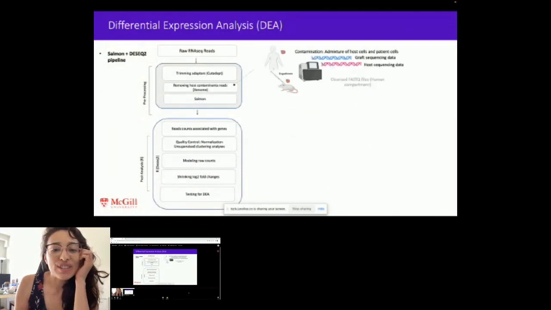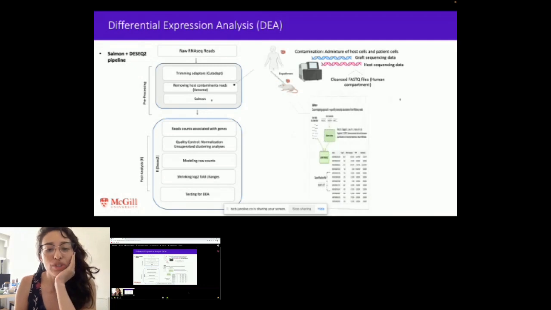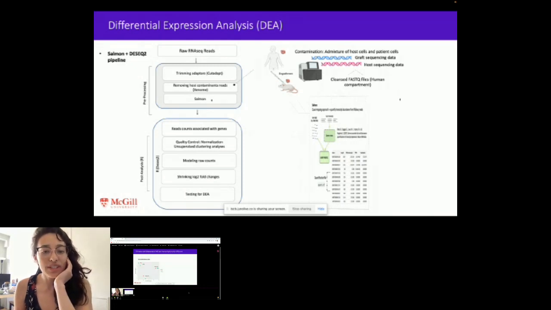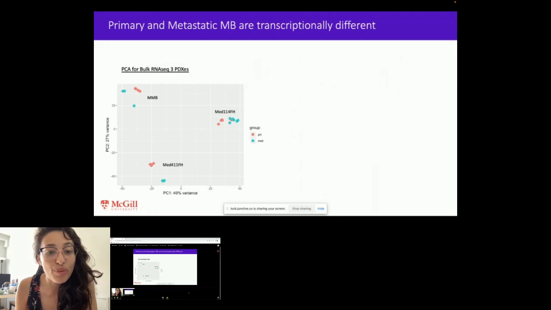So going back, we do differential expression analysis based on this pipeline that we can see here. And then the results are quite interesting. What we identify is that indeed primary and metastatic are transcriptionally different. We can see here in the PCA that primary and metastatic cluster separately from one another. Here I'm plotting three models of PDXs of group 3 medulloblastoma, and you see that there is a clear separation between the primary and mets.